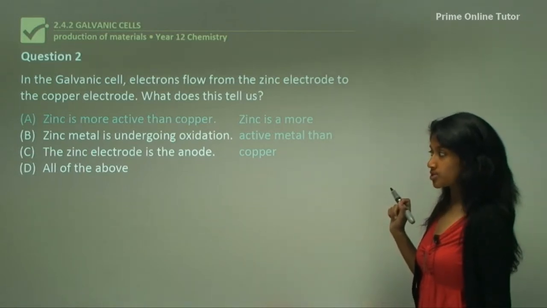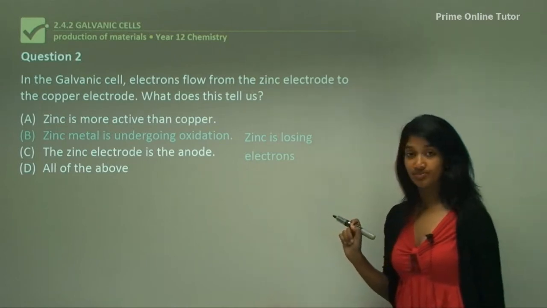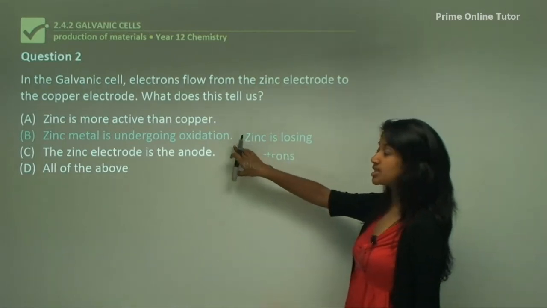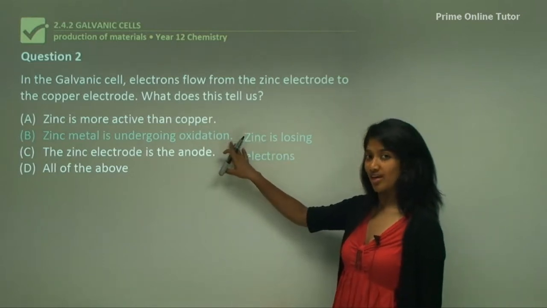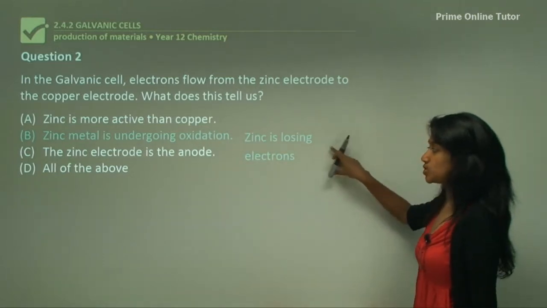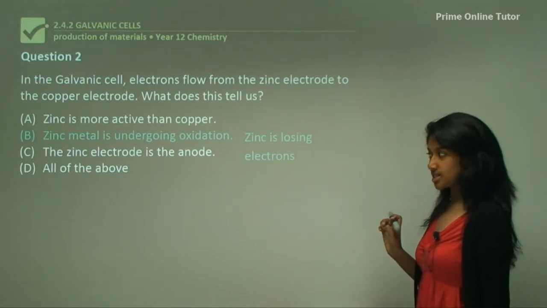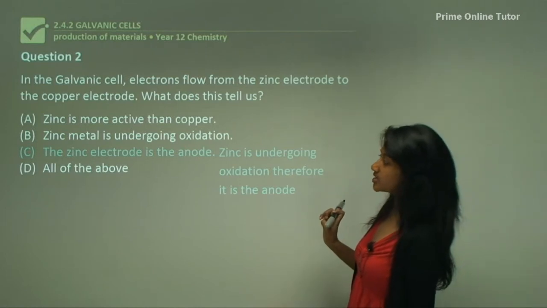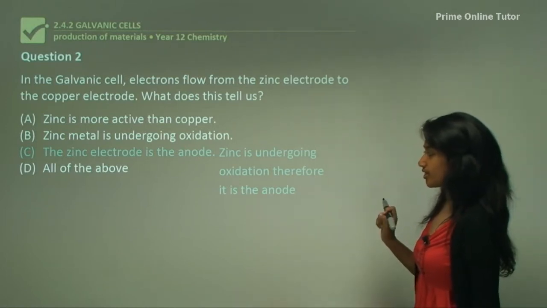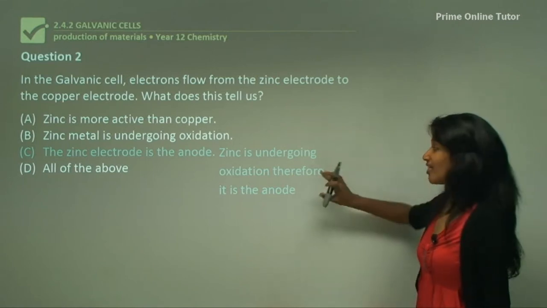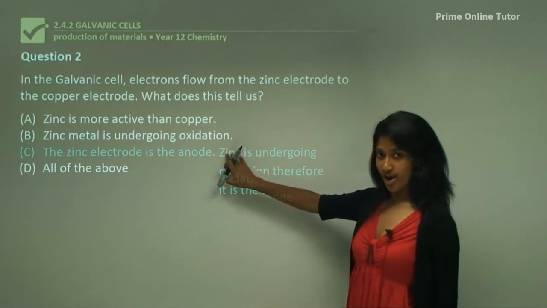Now we'll move to option B. Zinc metal is undergoing oxidation. Again, true fact, because zinc is the anode because it's more reactive and oxidation happens at the anode. Therefore, it is losing electrons and option B is correct. We'll consider option C. Option C says the zinc electrode is the anode. Zinc is undergoing oxidation, therefore it is the anode. And this is again a true statement.